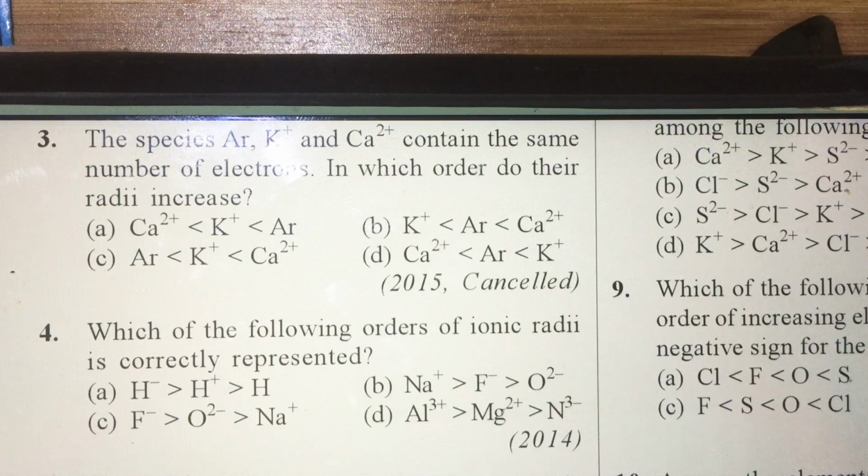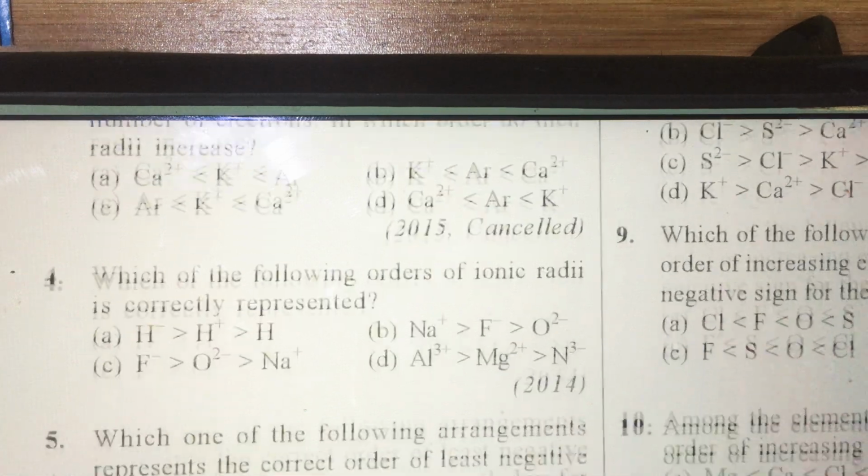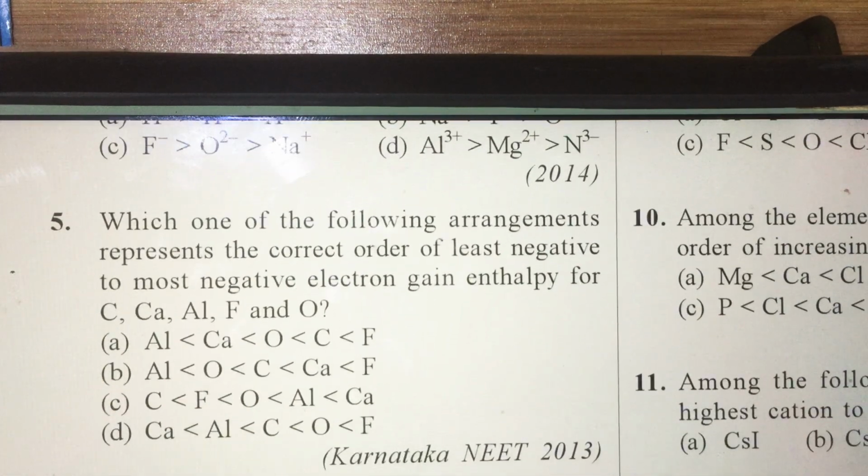Therefore, whoever attempted this question was given a bonus. Sometimes in NEET and other competitive exams also, questions go wrong. Question number 5. Which one of the following arrangements represents the correct order of least negative to most negative electron gain enthalpy?